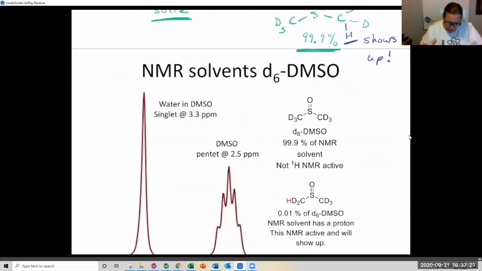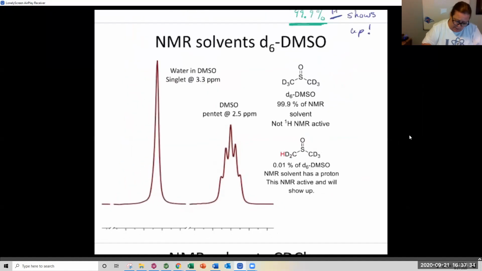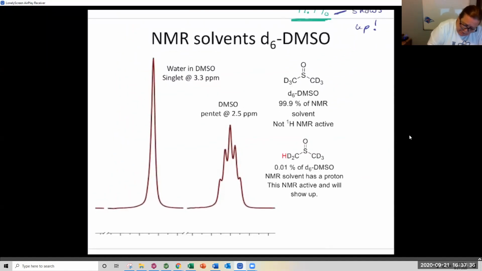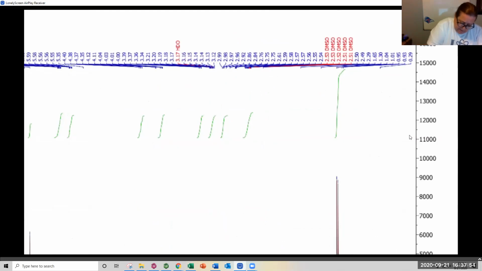And so in your NMR, I'm always going to tell you what your solvent was, okay? The solvent we're going to be using for the Diels-Alder reaction is DMSO, which means you're going to have a DMSO pentet at 2.5, and then a water singlet at 3.3. If you look at the NMR, because we tell it what solvent we're running in, it knows to look for those peaks.